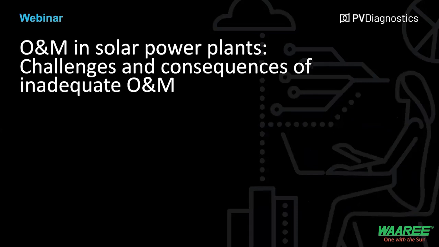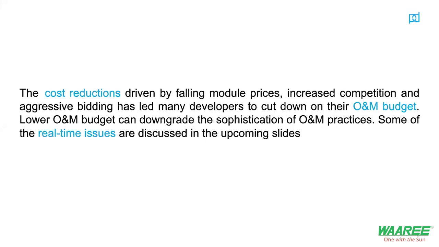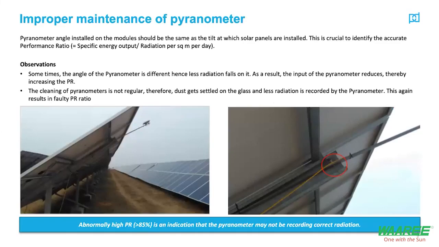The presentation is on this topic, and one of the major challenges in O&M is the O&M budget, which may lead to a downgrade in O&M practices and might lead to cutting corners in the maintenance of solar power plants. This can lead to a lot of issues, especially in India, where the bidding has been aggressive, and this is with respect to pyranometers.